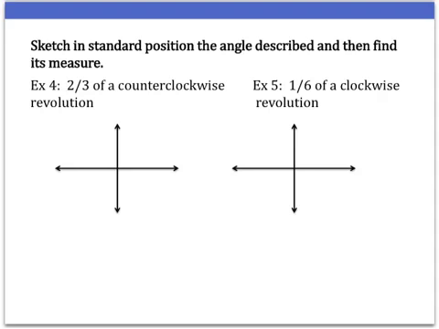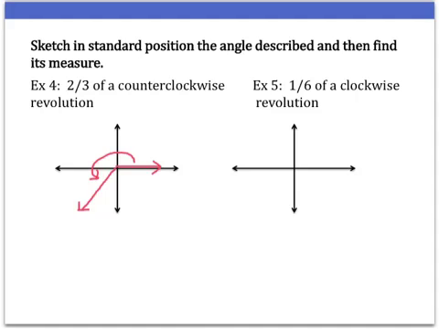So we're going to sketch in standard position the angle described and then find its measure. 2/3 of a counterclockwise revolution. Now we're going to start with our initial side. And so if we could divide up this XY coordinate into thirds, you would probably end up somewhere around here. And it's a counterclockwise, so you're going to go this way. And it's right there.